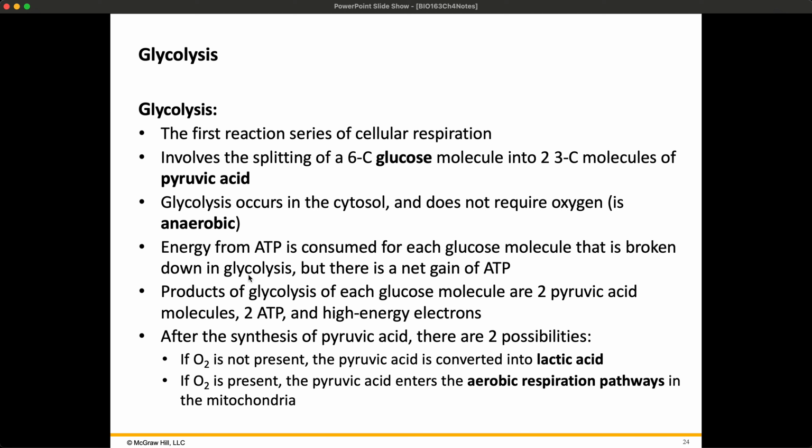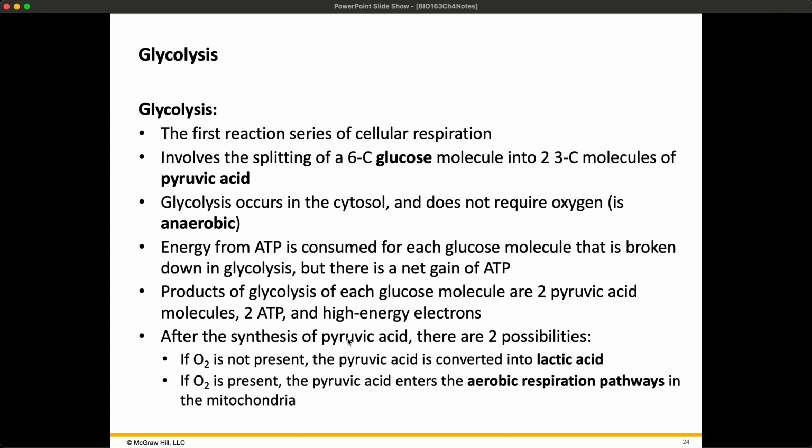So even though you're starting with glucose, the products are going to be 2 pyruvic acid molecules, 2 ATP, and some high energy electrons. If you've studied cellular respiration before, we would usually talk about NADH and FADH here. Those are just electron transporters. For this though, we're just talking about high energy electrons. But again, they're bound to something, right? They're usually bound to a hydrogen that's kind of carrying those electrons along.